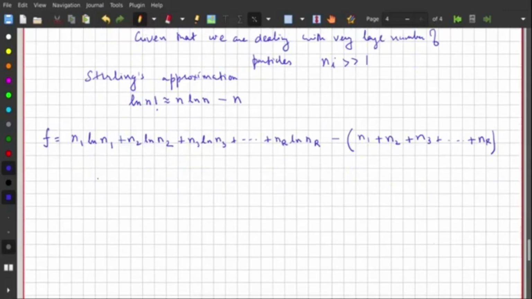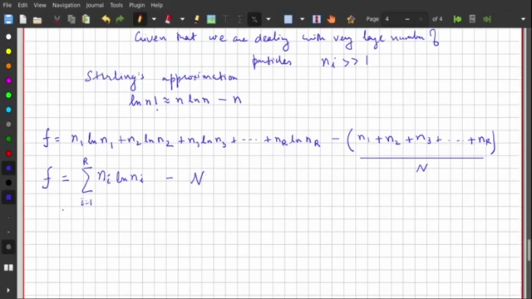Okay, so we can write this function f in terms of a summation notation. We can write this as the sum of n sub i log n sub i, where i is the running index that runs over i equals 1 to r, minus, and this is basically the total number of particles, so that's basically n. Okay, so that's the function that we are trying to optimize.